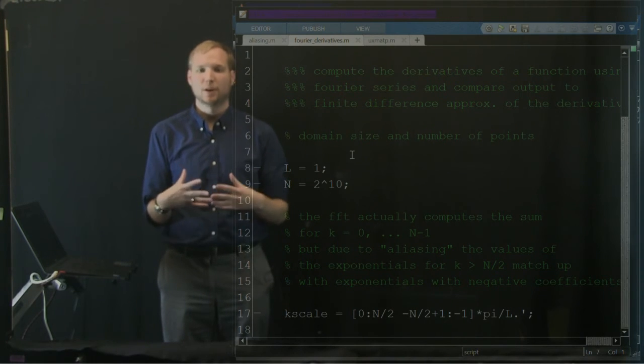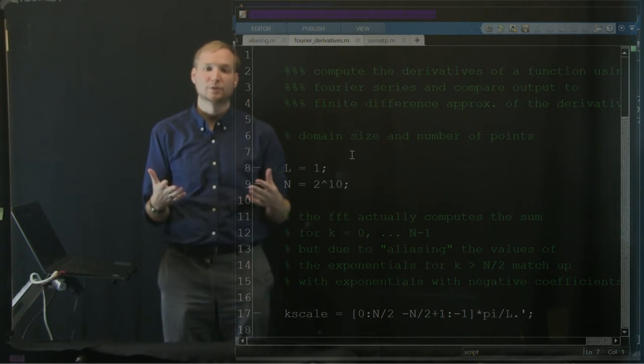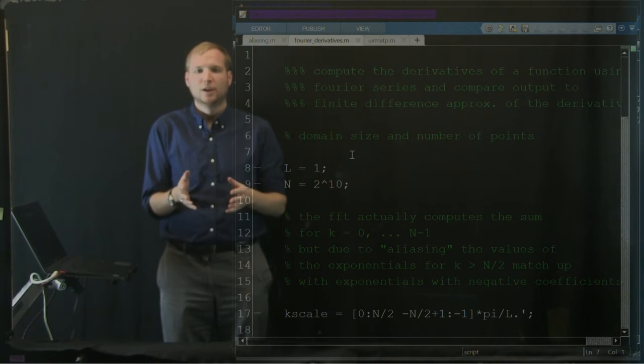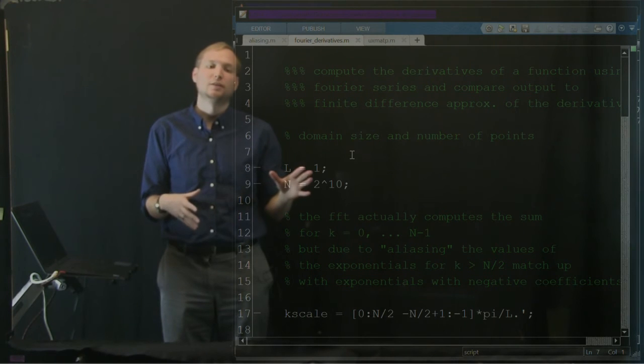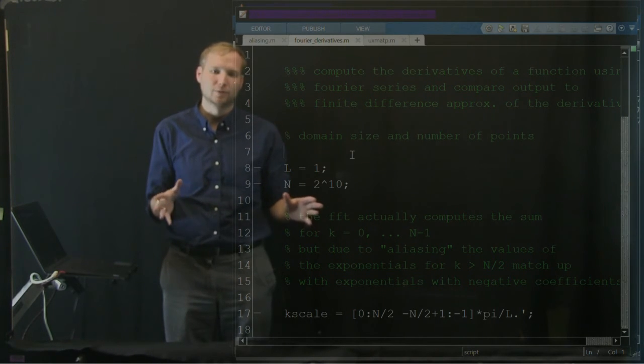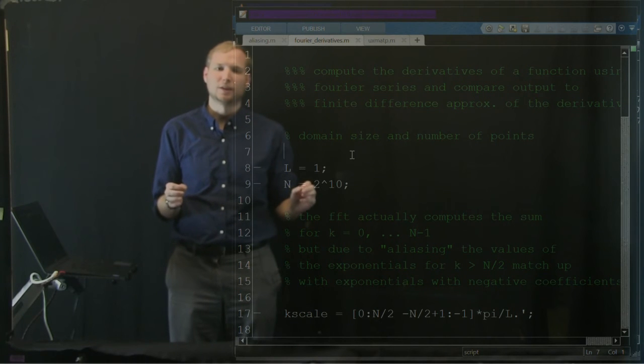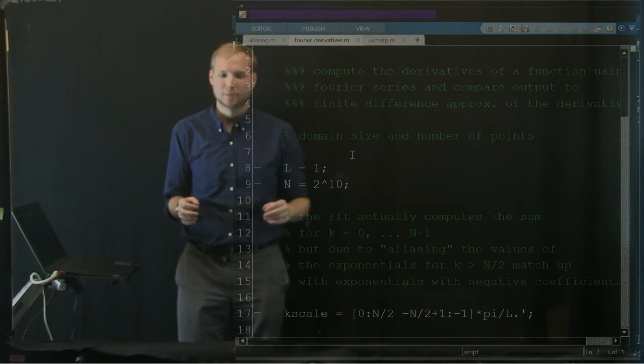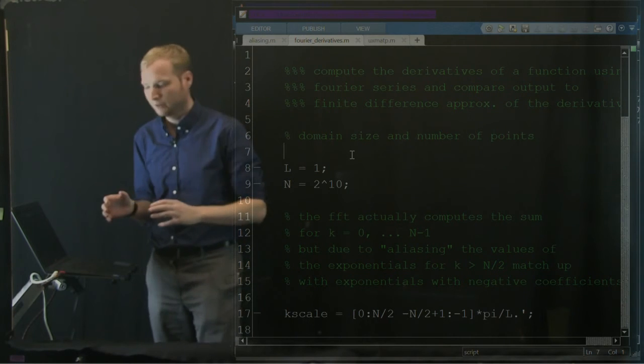And we're going to compare that to a finite difference approximation just to make sure we're getting the right values. This is a good thing to do to make sure you're getting the scaling right and things like that, even though the derivatives that we obtain using the FFT are very likely to be much more accurate than the ones that we got using the finite difference approximation. So let's walk through the code.